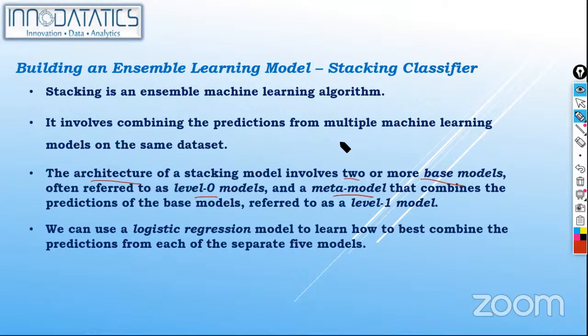So you will have level 0 models and a meta model that combines the predictions of the base models. Whatever base models you choose, all those predictions are combined, and the combined predictions are given to your meta model. That meta model predicts based on those predictions and enhances them, right? So that's the idea behind your stacking algorithm in a nutshell.